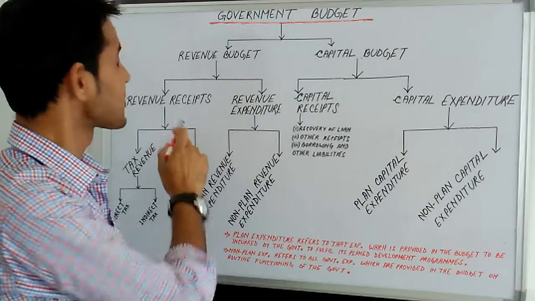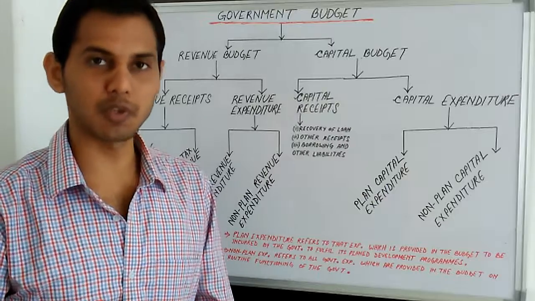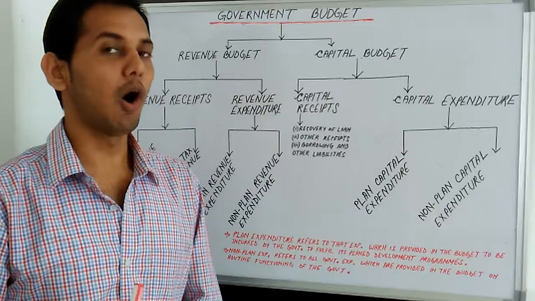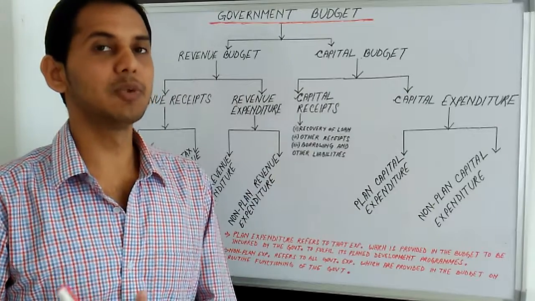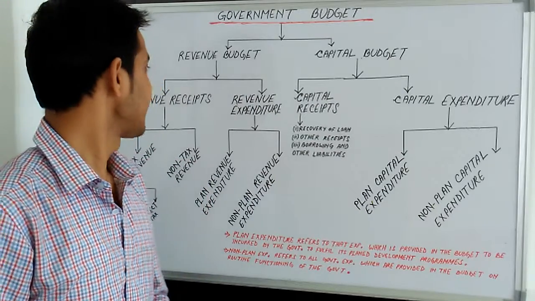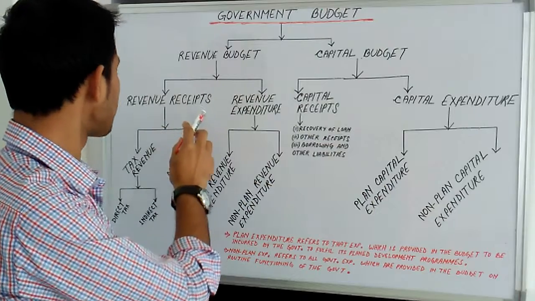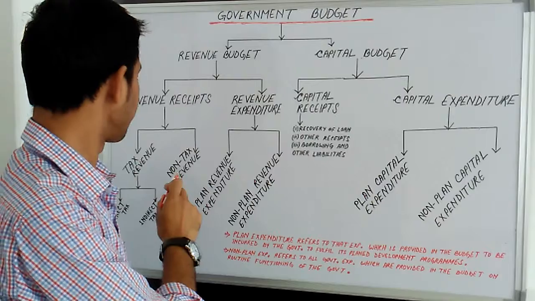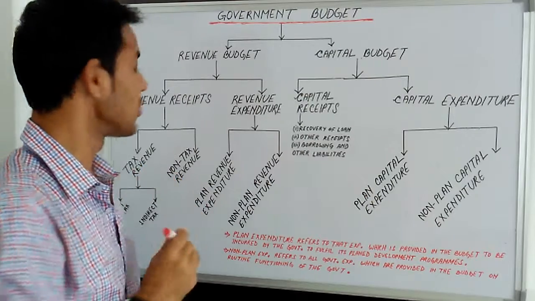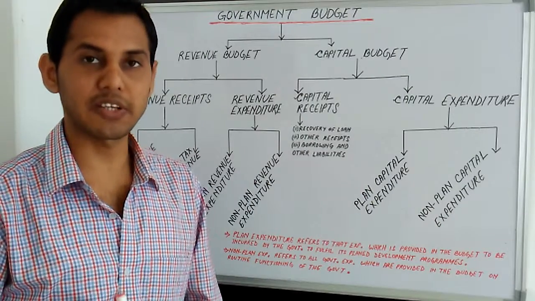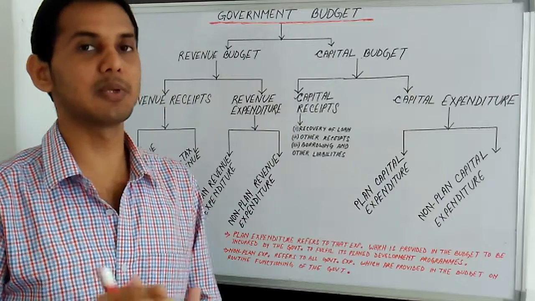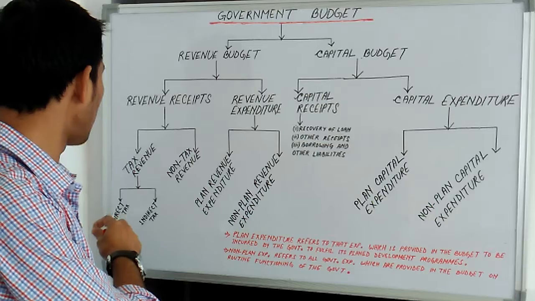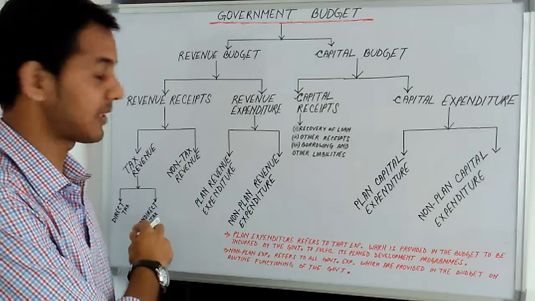So revenue receipts refers to those receipts of the government which neither create a liability nor lead to reduction in assets. So revenue receipts are divided into tax revenue and non-tax revenue. So tax revenue consists of the proceeds of taxes and other duties levied by the government. So tax revenue is collected from direct tax and indirect tax.